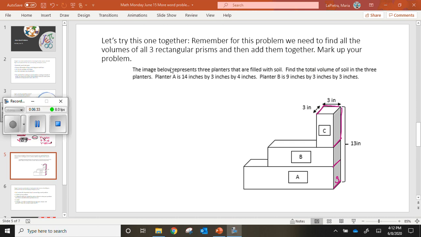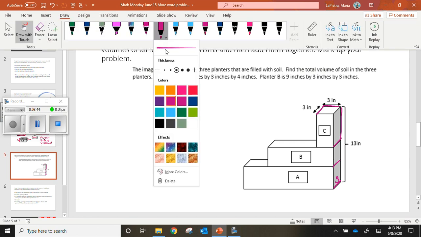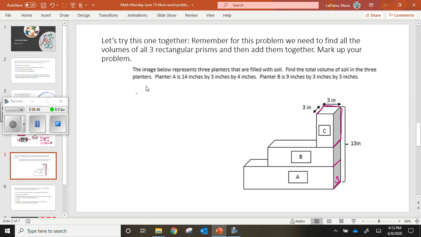Okay, so look at A. The image below represents 3 planters. They're all filled with dirt, soil. Find the total volume of all 3 planters. Let's look at planter A first. Okay, so here we go. Planter A is 14 by 3 by 4. 14 by 3, and then going up and down here would be 4. That's the height for that one.